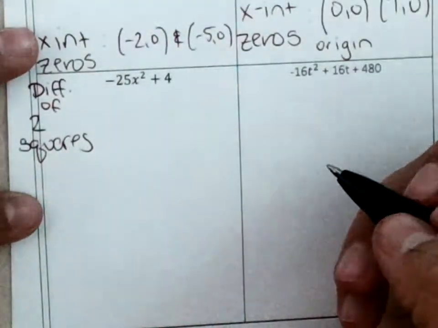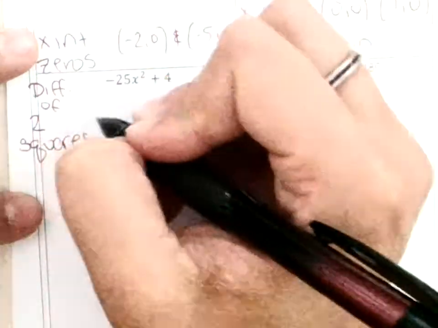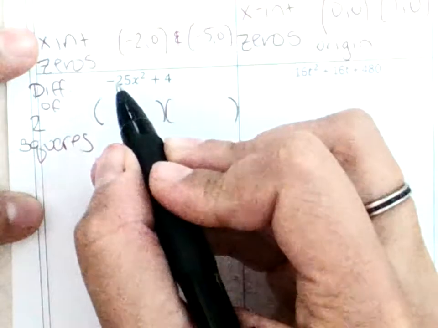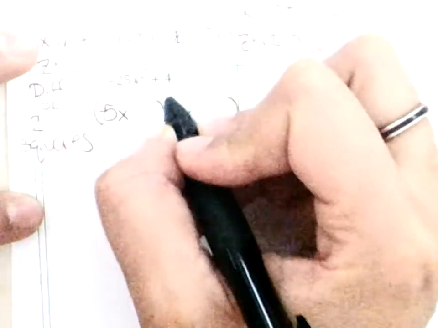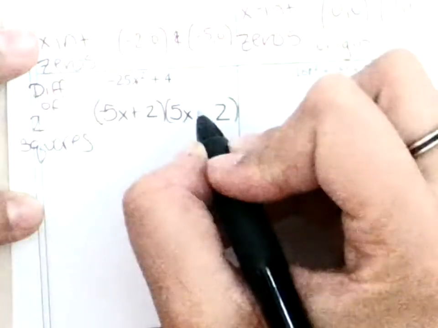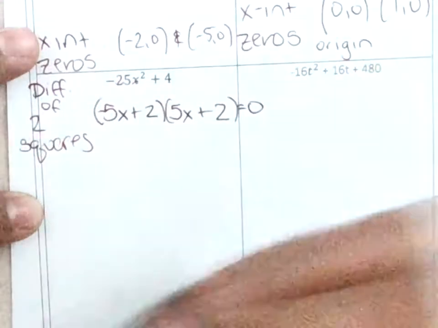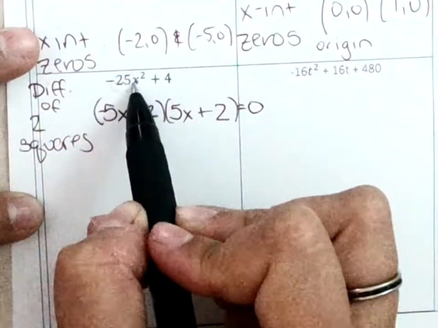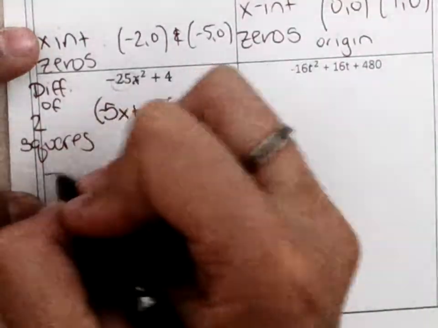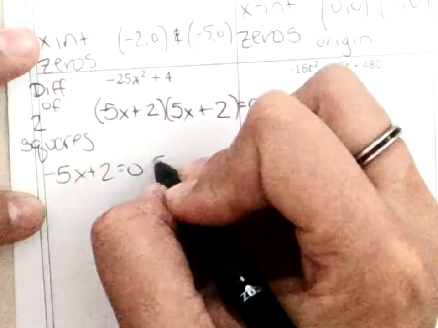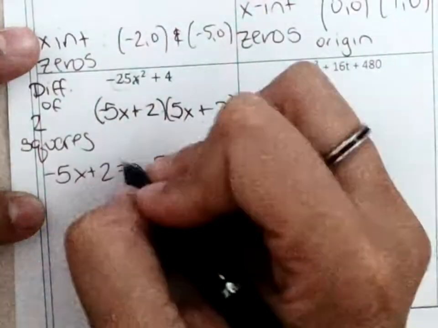So we know that when it comes to a difference of 2 squares, we're going to have the same numbers twice, but we're going to change one of the values. So I know that I'm going to have a +5 and a -5, x and x, and then 2 and 2. So again, 25 broke down into -5 and 5, x squared broke down into x and x, and 4 broke down into 2 and 2. I'm going to set each of these equal to 0 and solve.